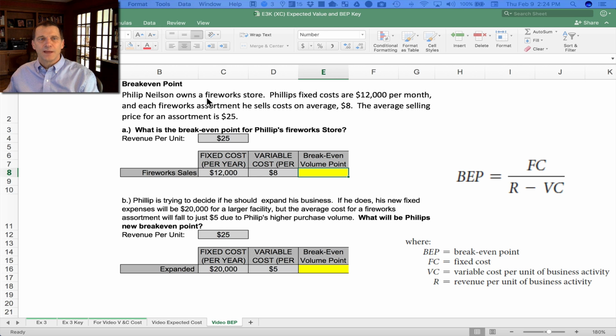Now let's extract that from this statement up here. Philip's fixed costs are $12,000 per month. So this is a monthly figure, and each firework he sells costs on average $8. There's his variable cost, on average $8 for each unit, and the average selling price for an assortment is $25. The revenue per unit would be that selling price of $25.